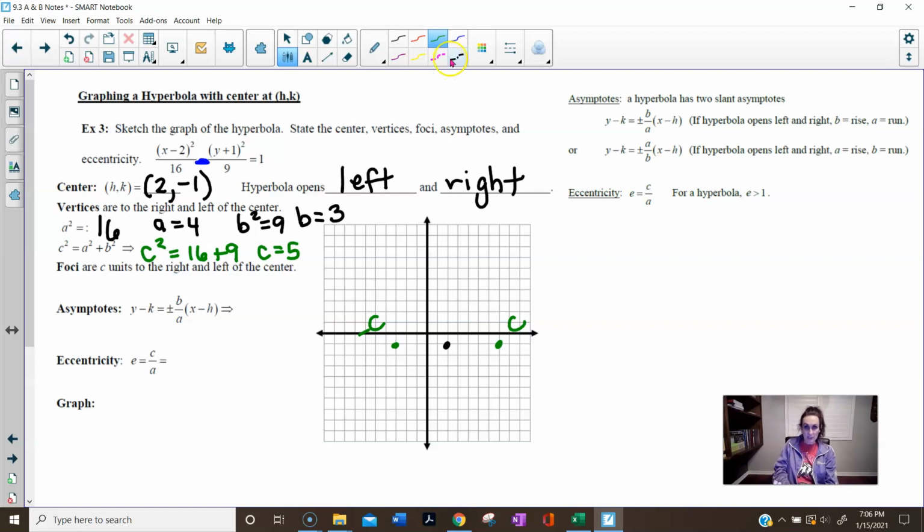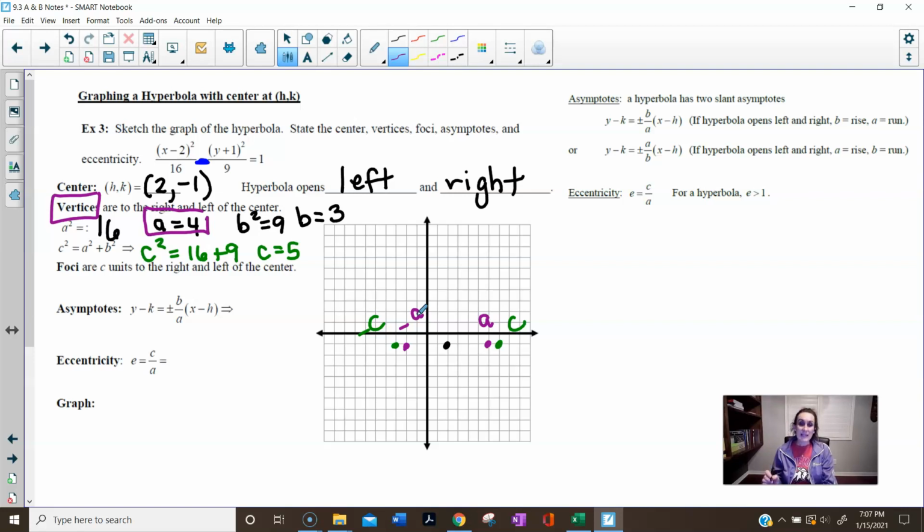From the center, let's find the vertices. We're going to count to the left and right 4 units from the middle. So 1, 2, 3, 4. There's A. Whew, good. The C is going to be inside the curve. And then left 1, 2, 3, 4. If it isn't, you did something wrong mathematically.